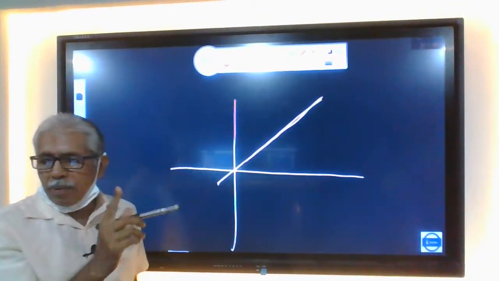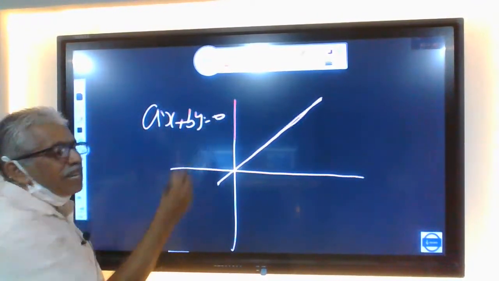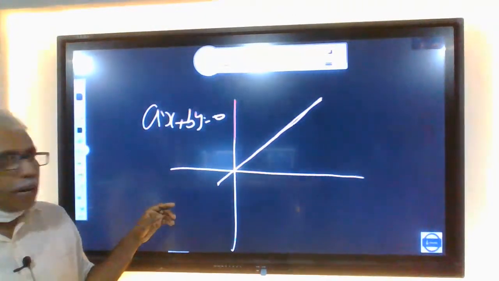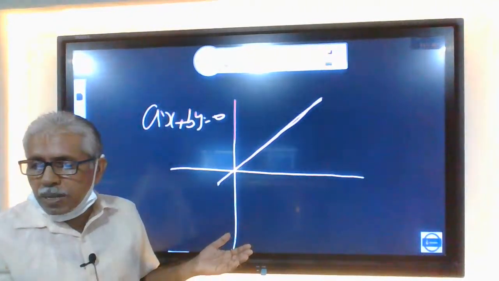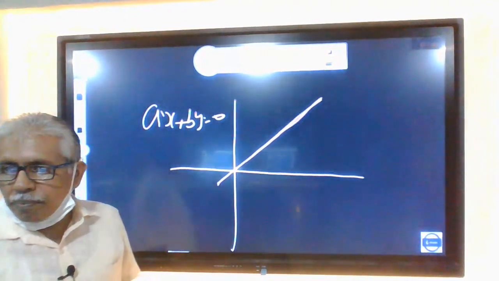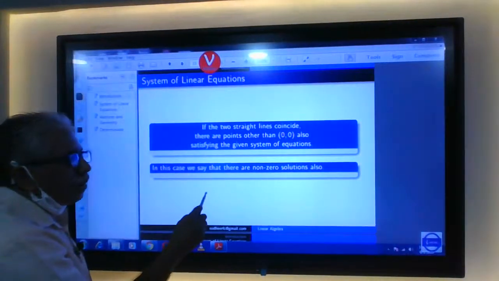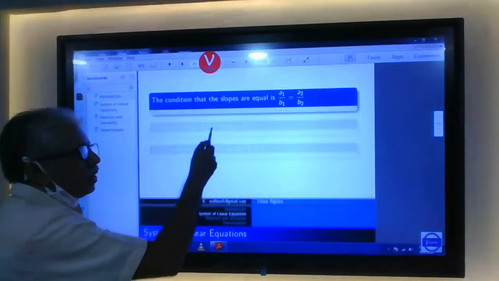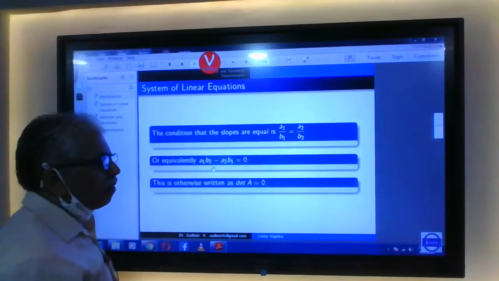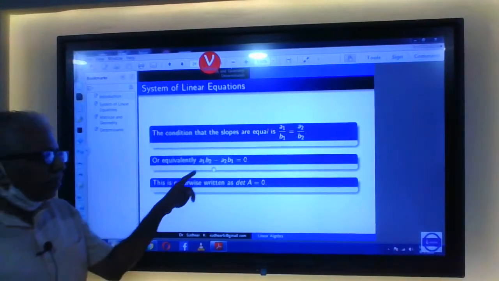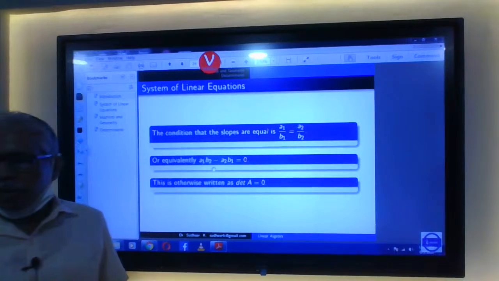Origin is always a common point because you have the equation of the form Ax plus By equal to 0. Because it doesn't have a constant term, it should pass through the origin. And because they have equal slopes, all the points will be common. So in that case, what can you say about the determinant of the coefficients? That will be 0. So you get the slopes are equal: A1 by B1 equal to A2 by B2, or equivalently A1 B2 minus A2 B1 is equal to 0, or determinant A equal to 0.